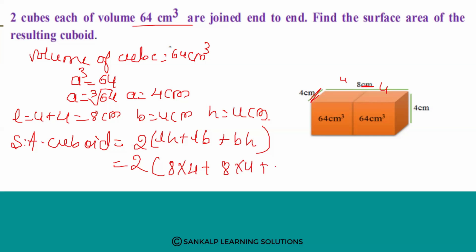B into H, that is 4 into 4. Now 2 into 32 plus 32 plus 16, right? So 2 into 32 plus 32 plus 16, this is 64, 64 plus 16, that is 80, 80 into 2, that is 160 centimeters square. This is the total surface area of the cuboid, right?